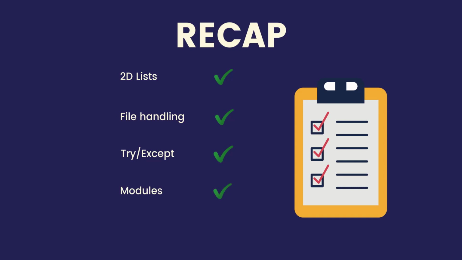To recap, we've learned how to use 2D lists to create a more comprehensive representation of our data. We also learned how file handling works in Python. Then we learned how to keep our programs running by handling errors through the use of try except statements. We also learned how to make use of other Python programs by using them as modules. Lastly, we learned how to create classes and inheritance to encapsulate our data.